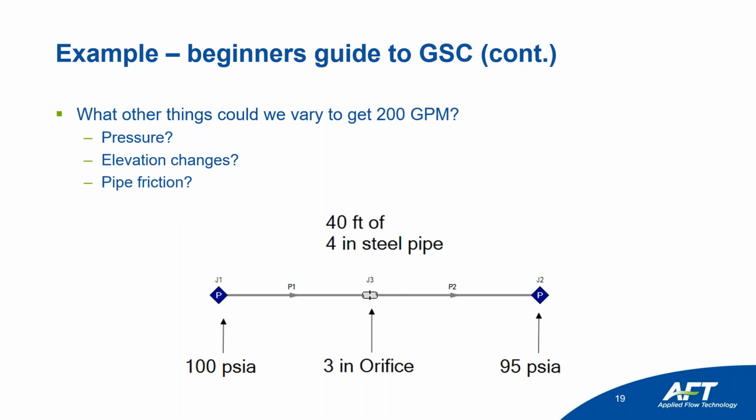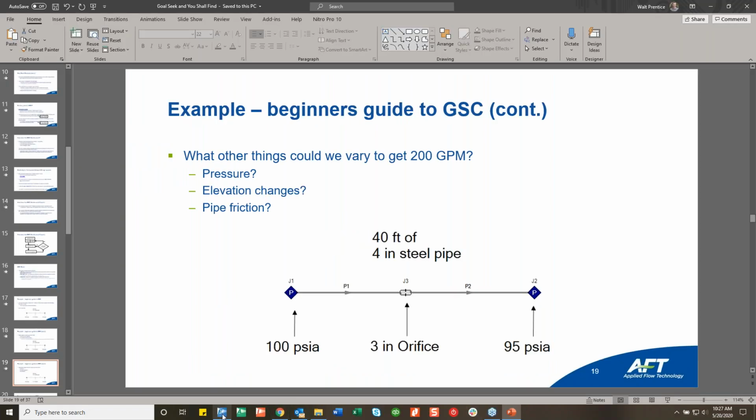What about pipe friction? Could I achieve or get enough friction in my pipes to cause 200 gallons per minute instead of 475? Certainly is possible. Now we'll see if it's realistic. So why don't we go through and actually build that out?